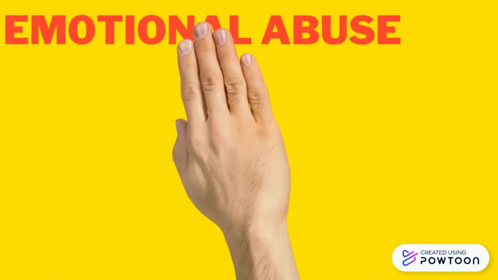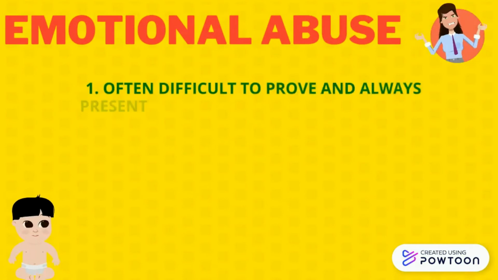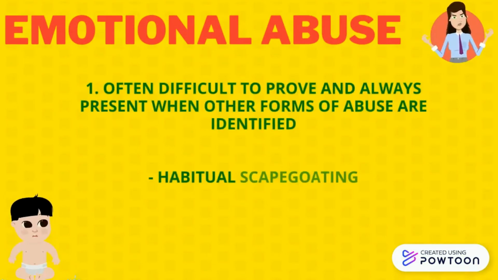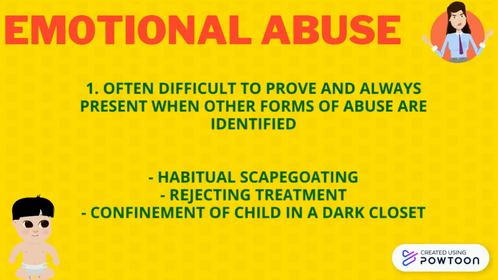Last but not least, emotional abuse. It is often difficult to prove and is always present when other forms of abuse are identified, like habitual scapegoating, rejected treatment, and confinement of a child in a dark closet.